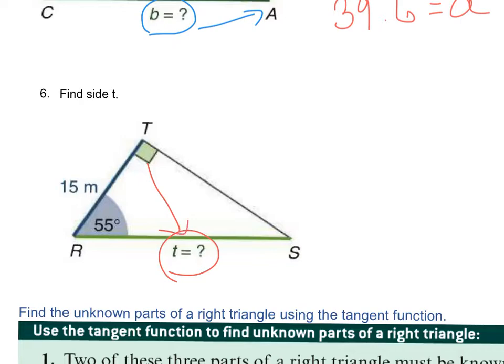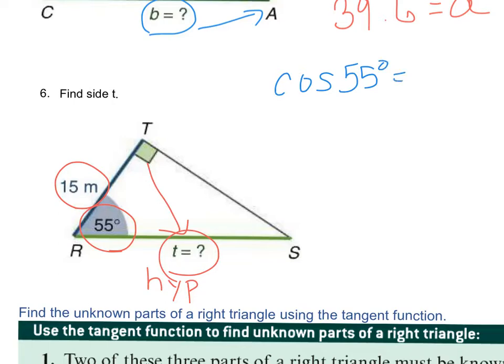Notice side T is across from the right angle. That means they are looking for the hypotenuse. They have provided an angle of 55 degrees, and they have provided the side adjacent to 55. So since we have an adjacent and we're looking for a hypotenuse, that is going to be cosine. So cosine of the 55 degree angle is equal to the adjacent side over the hypotenuse.